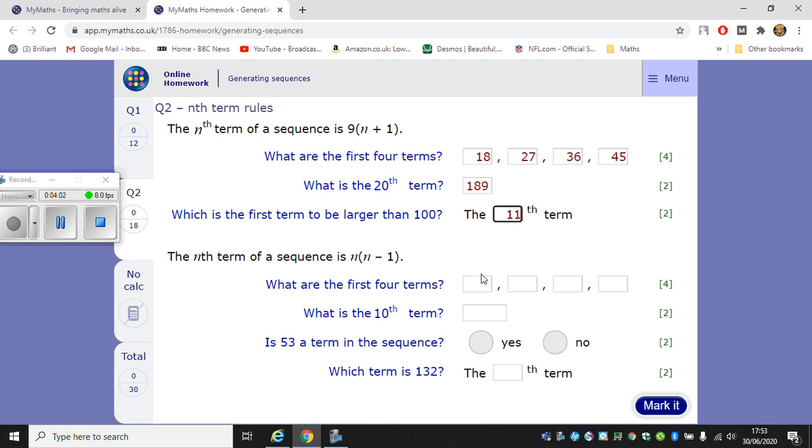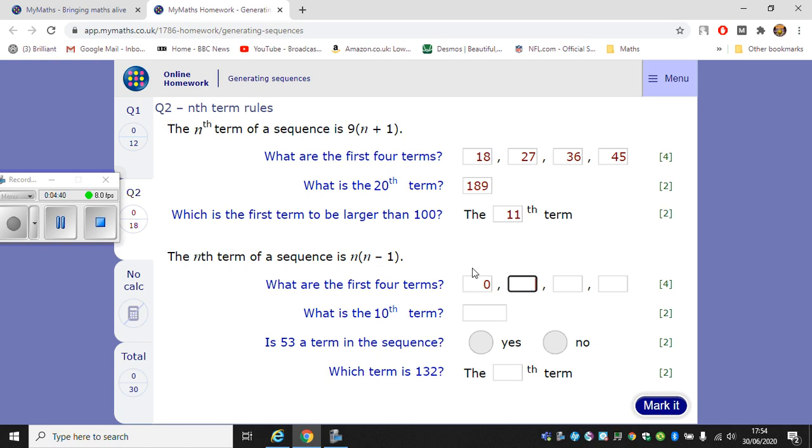So position number 1, position number 2, position number 3, and position number 4. For position number 1, we replace n with 1. But notice how there are 2 places where n is. So each of these places has to be replaced with a 1. Starting with the brackets, following BIDMAS, we're going to have 1 minus 1, which is 0. And then the 1 outside the brackets is times the brackets. So 1 minus 1 in the brackets gives us 0, and then 1 times 0 will give us an answer of 0.